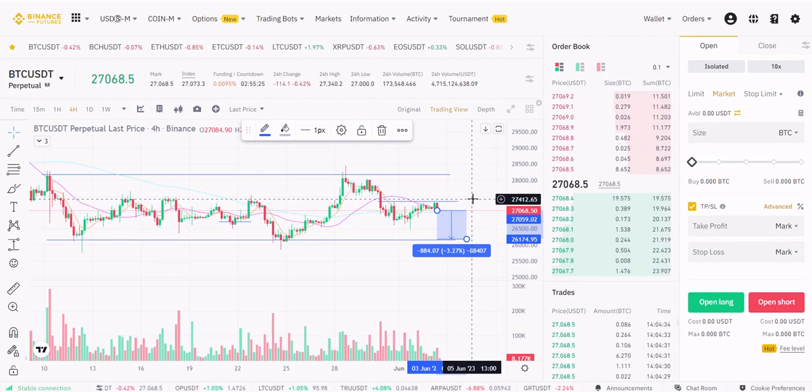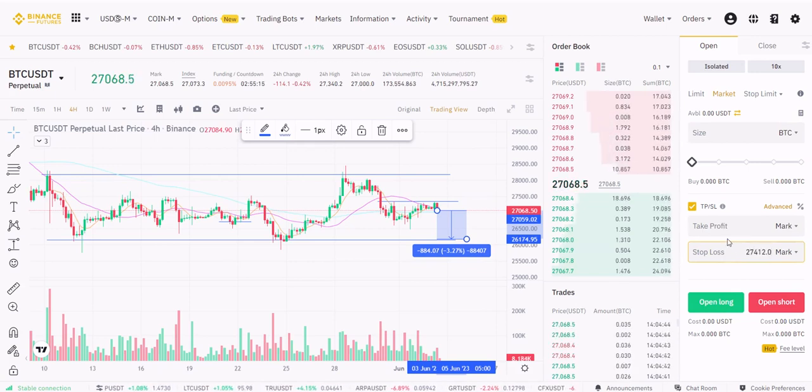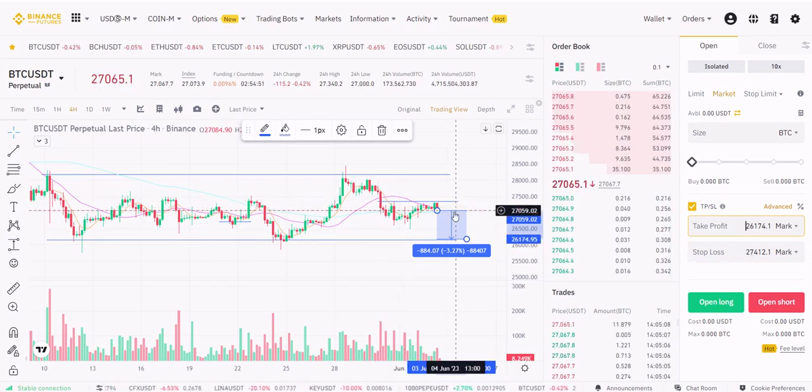So what you would do is say 27,412. So stop loss 27,412. I usually put 0.1 just so I am not using fully round numbers. I would take profit at 26,174.1. So there is your take profit on your short and your stop loss at a higher price on your short.